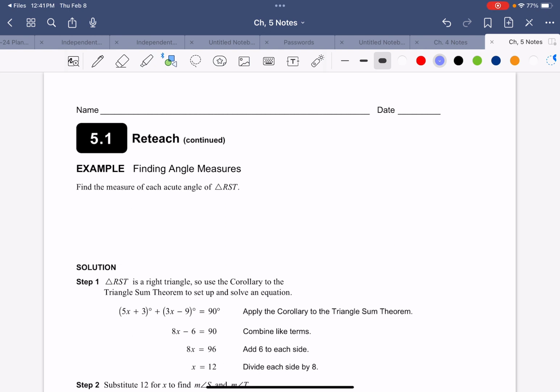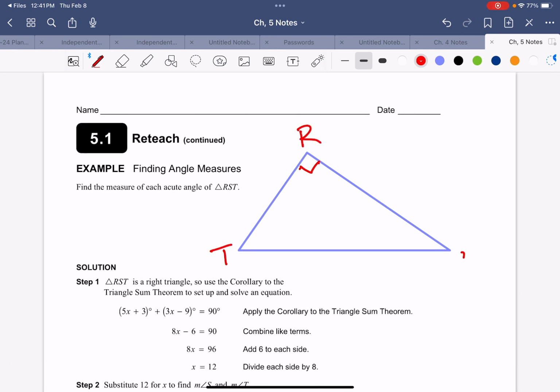Okay, so now finding angle measures. Find the measures of each angle in RST. So here we've got our triangle. I know y'all have it on yours. I do not, however. How much fun. We know that R is a right angle, okay? We know that T has a measure of 5x plus 3, and we know that S is 3x minus 9.